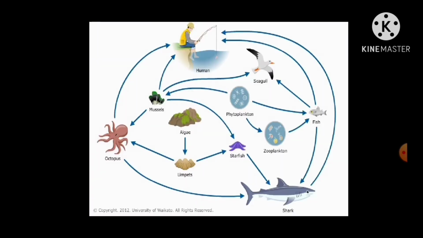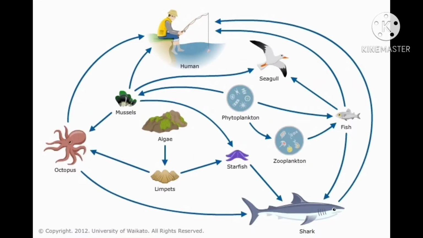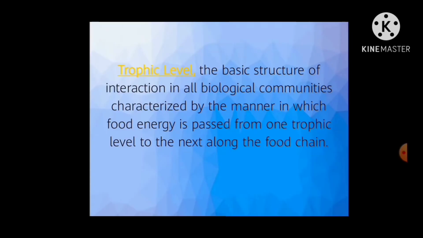This is an example of a food web in an ocean. Once the plants capture the energy from the sun through photosynthesis, it passes around through the organisms in an area. The transfer of energy takes place when one organism eats another, the primary, secondary, or the tertiary consumers. Trophic level is the basic structure of interaction in all biological communities, characterized by the manner in which food energy is passed from one trophic level to the next along the food chain.